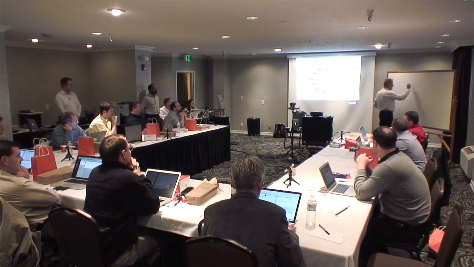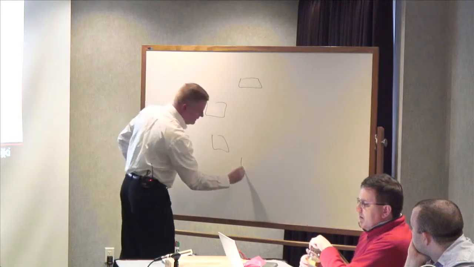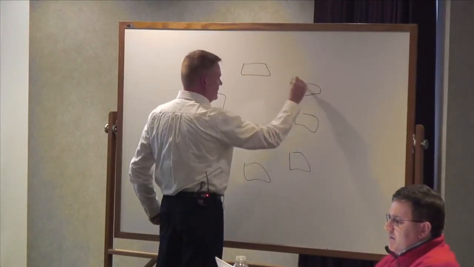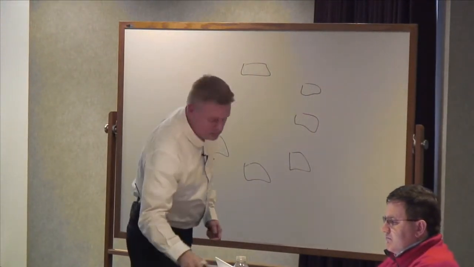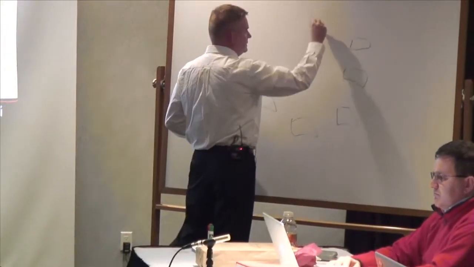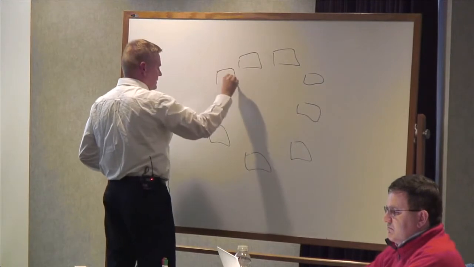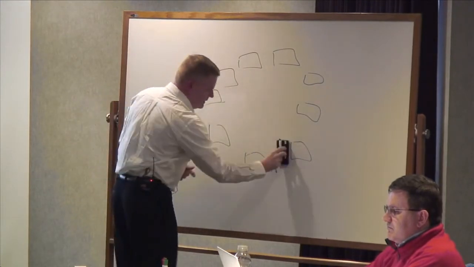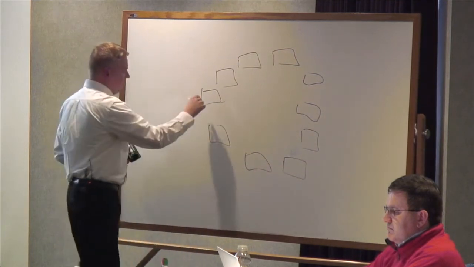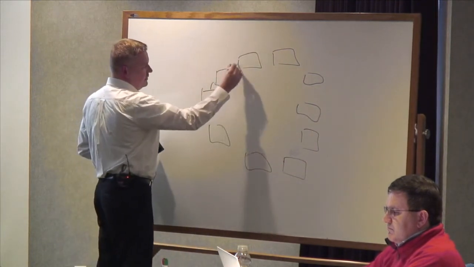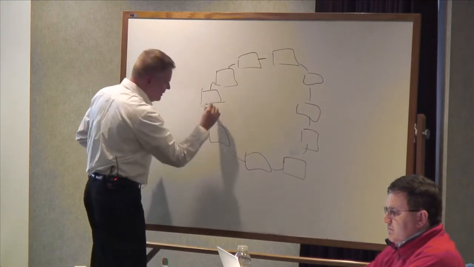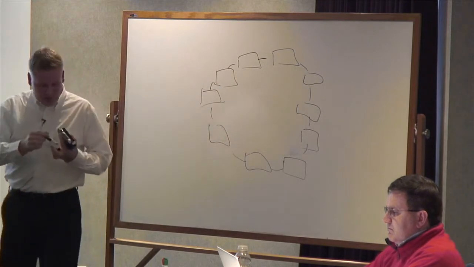We'll get there. So if you take a ring topology, I need to draw a few more here. 1, 2, 3, 4, 5, 6, 7, 8, 9, 10, 11. Physically these switches are connected just like up there, but that's just the physical. Those are just where the wires happen to go.